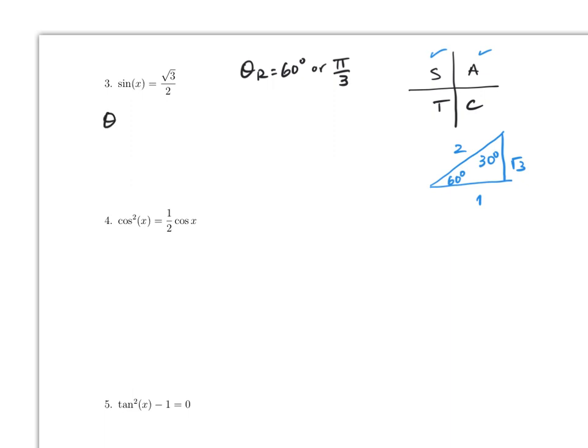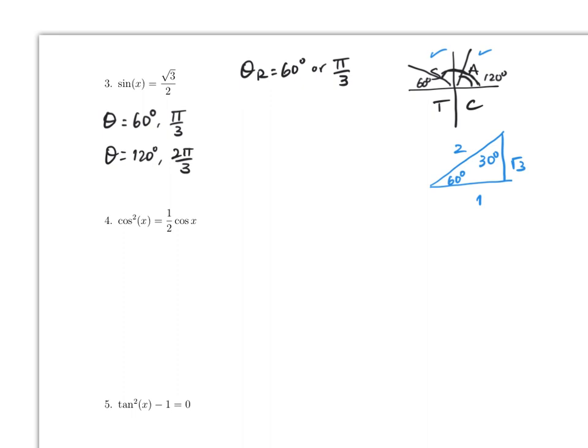So therefore, the first solution is going to go from here to here, which is 60 degrees. So in this case, the reference angle is one of the answers. Or if you're in the second quadrant, since this is 60 degrees, this one is 120. So therefore the second angle is going to be 120 degrees or 2 pi over 3.